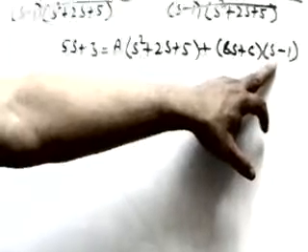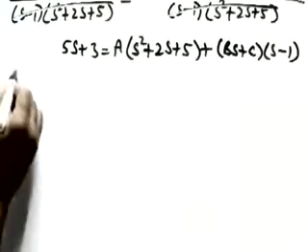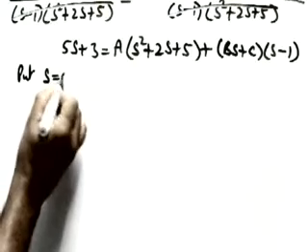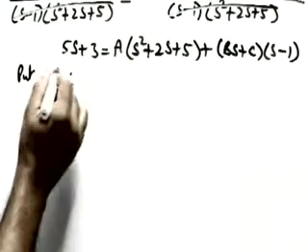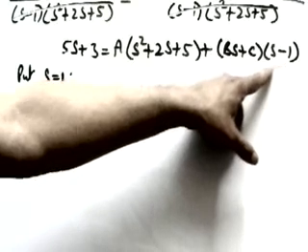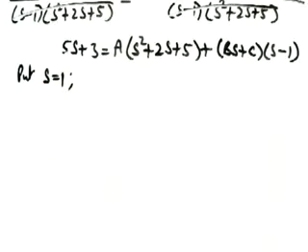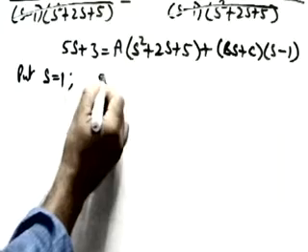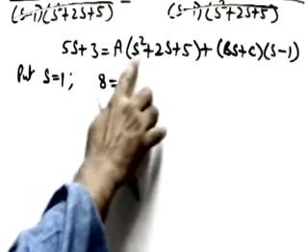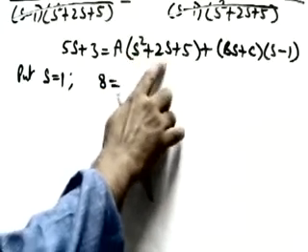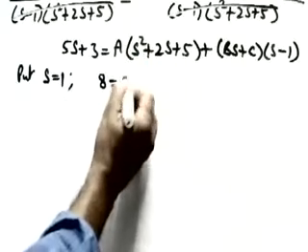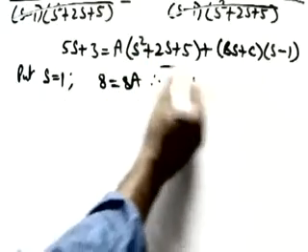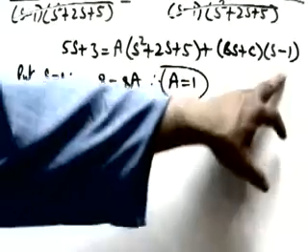Now watch carefully. Let me make this 0. Let us put s equals to 1. This will become 0, and we'll get the value of A. Sorry, put s equals to 1. 1 minus 1 is 0, that means this whole term will become 0. We'll get the value of A here. So put s equals to 1. 5 into 1 will be 5, 5 plus 3 will be 8. On the right, 1 square is 1, 2 ones are 2, 1 plus 2 is 3, 3 plus 5 is 8, times A. Therefore A equals 1.